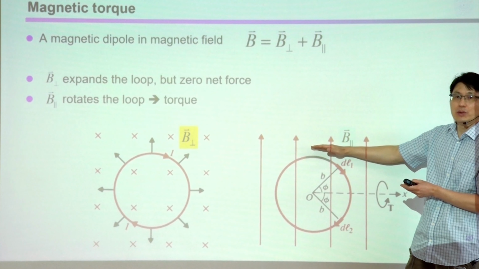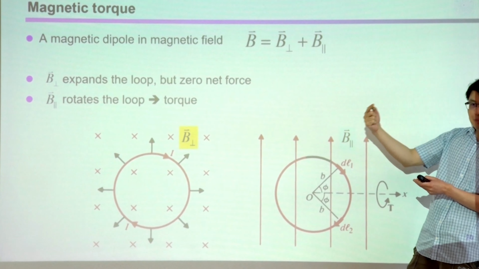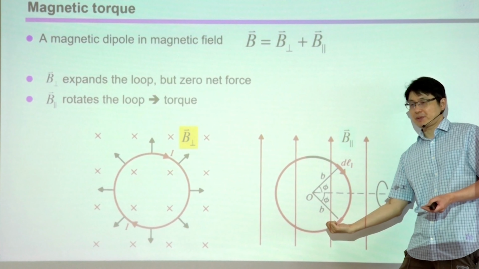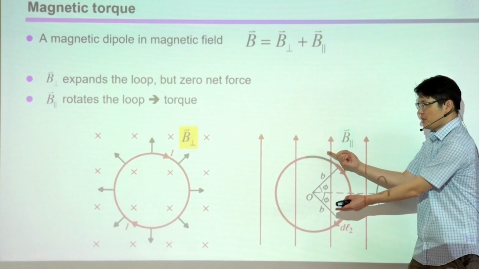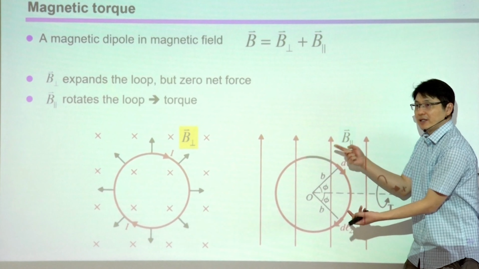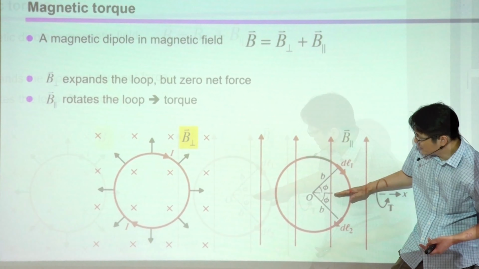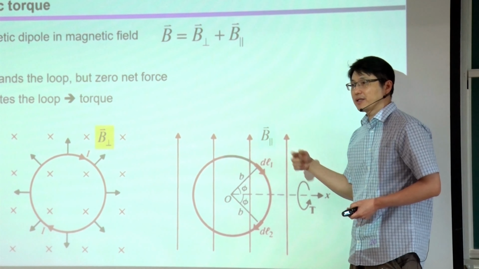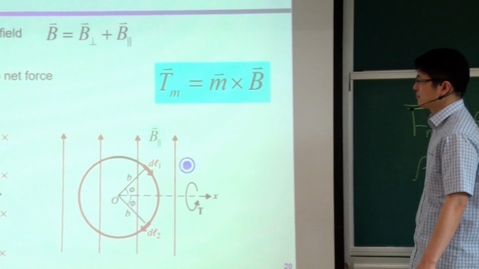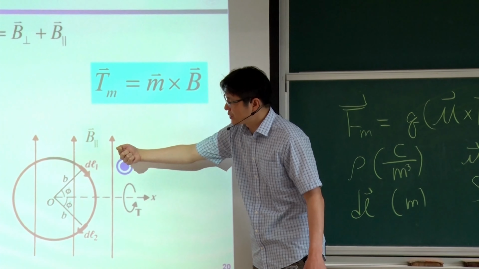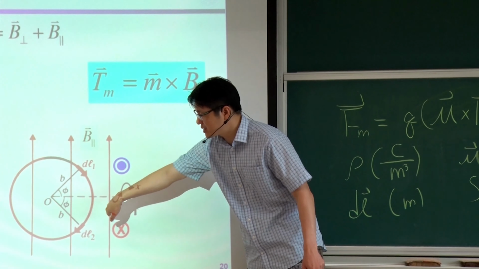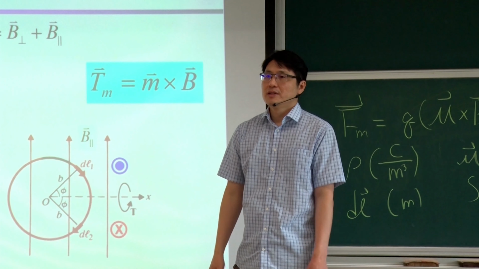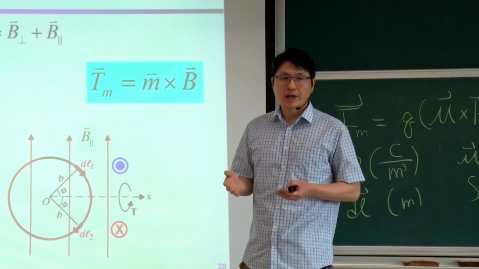The top part will experience force coming out of the paper. The bottom half would experience a force into the paper. So what does that mean? That means it will rotate, right? Rotate using this center diameter, right? So it will rotate. So the top part is having a force coming out. The bottom part is experiencing force going down. So it rotates this loop. And that generates a torque.